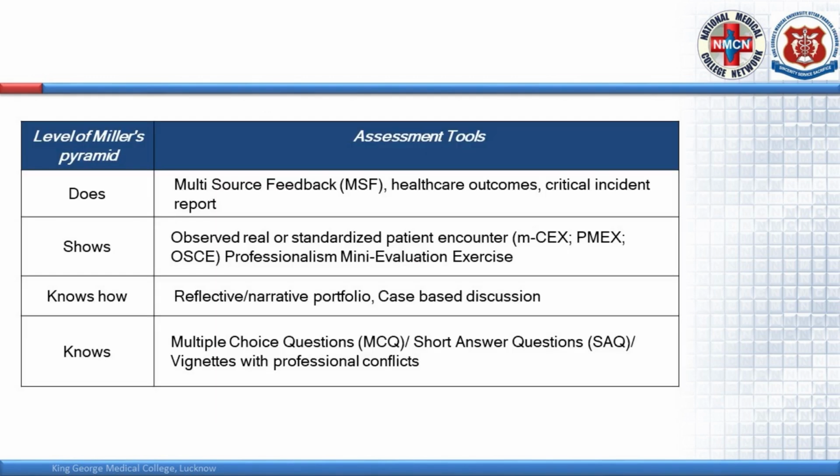So how do you assess it? Miller's pyramid goes from knows, knows how, shows, and does. To check the knowledge of students, we can do MCQs, short answer questions, or vignettes. Then to know how they understand it, we can have reflections and case-based discussions. Then to perform or show, we can have OSCEs or mini evaluation exercises. And does may include multi-source feedback, 360-degree feedback from everybody, healthcare outcomes, or critical incident reporting.